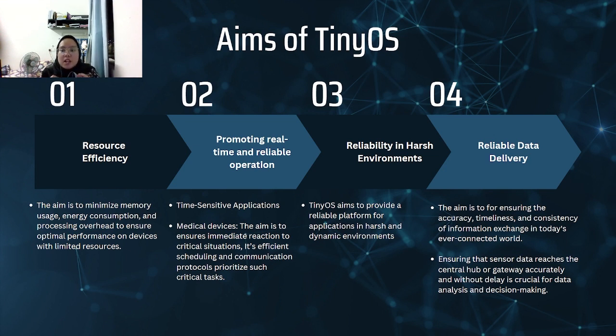The last aim is reliable data delivery. The aim is to ensure the accuracy, timeliness, and consistency of information exchange in today's ever-connected world. Ensuring that the sensor data reaches the central hub or gateway accurately and without delay is crucial for data analysis and decision making.